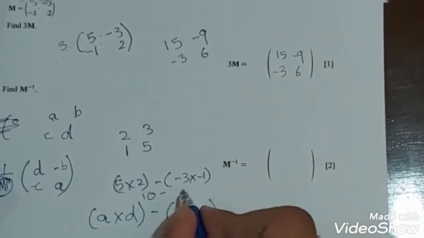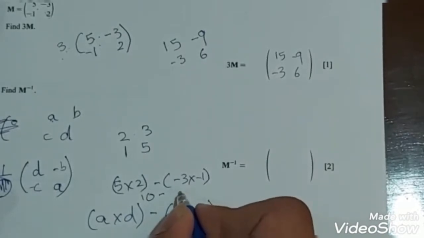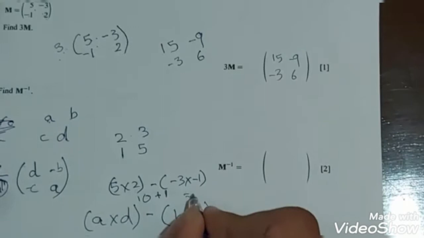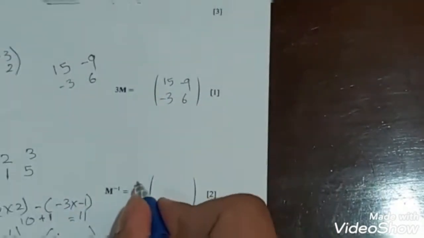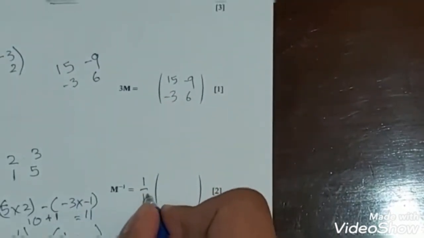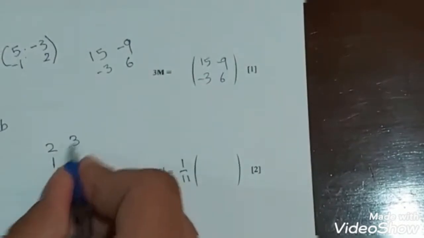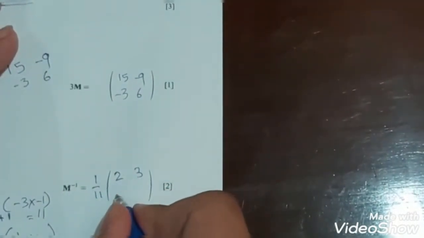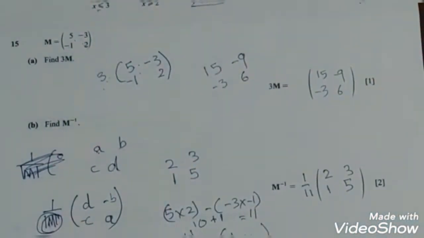10 minus negative 1 is 11. The answer is going to be 11. So this is the final answer. 1 over 11, and then we use this 2, 3, 1, 5. So this is how you solve this matrix. You can take a screenshot if you want.